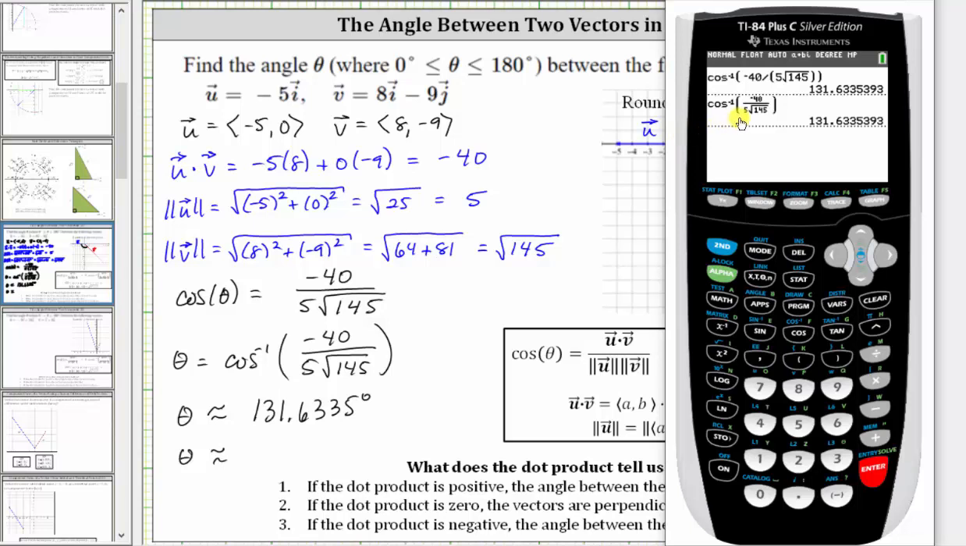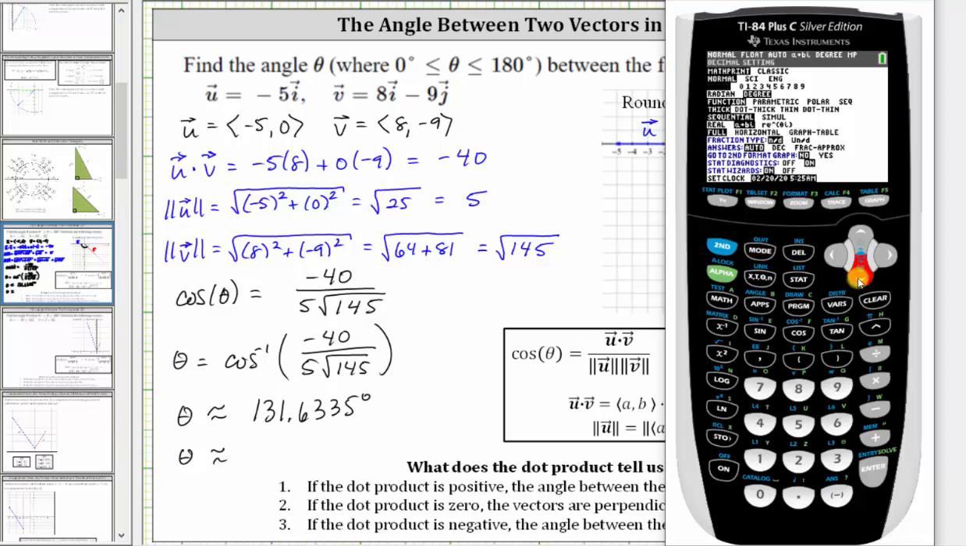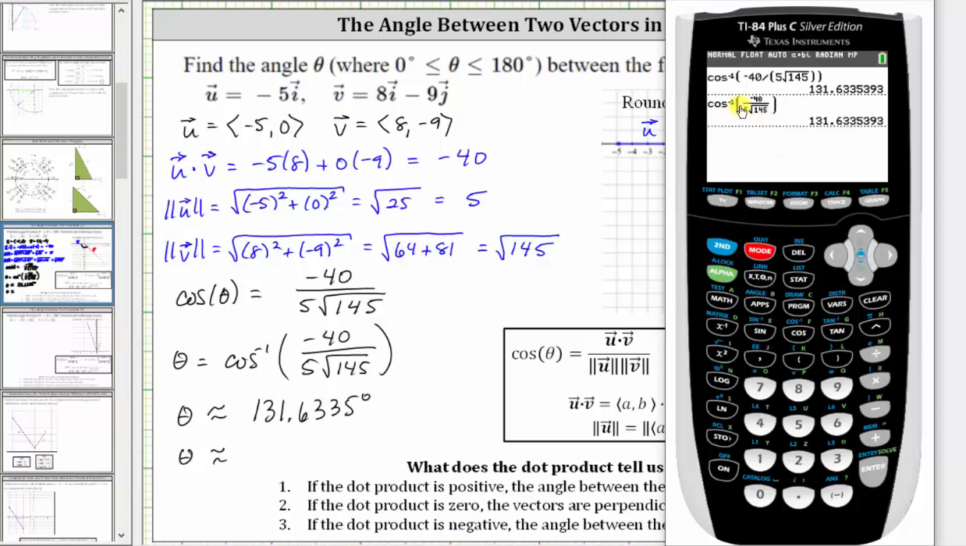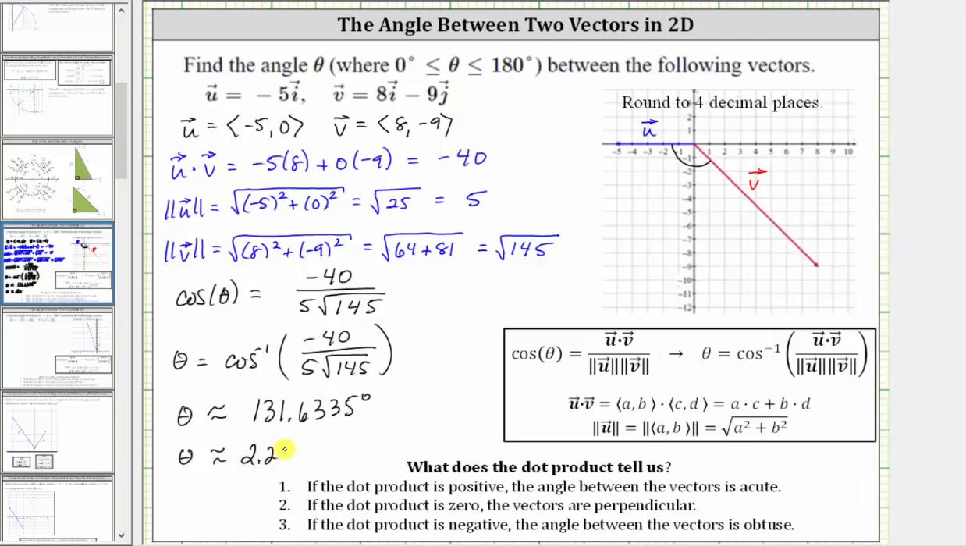And now to find the angle in radians, we simply have to change the mode. Press mode, highlight radian, press enter, go back to the home screen. We can pull up the previous entry by pressing second enter, and now that we're in radian mode, if we press enter, we now have the angle in radians. And notice here we have a 3 in the 5th decimal place, and therefore in radians we have approximately 2.2974 radians. Which again is this angle here between the two vectors.